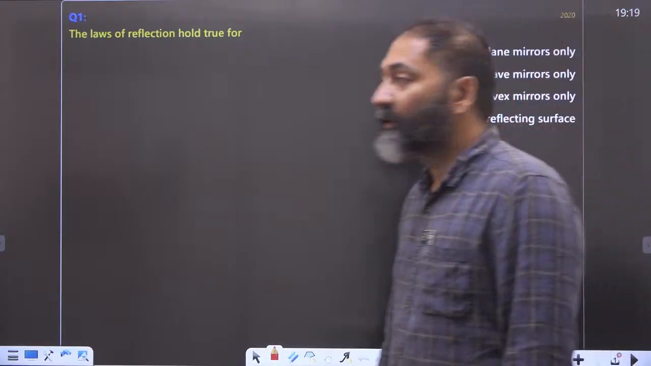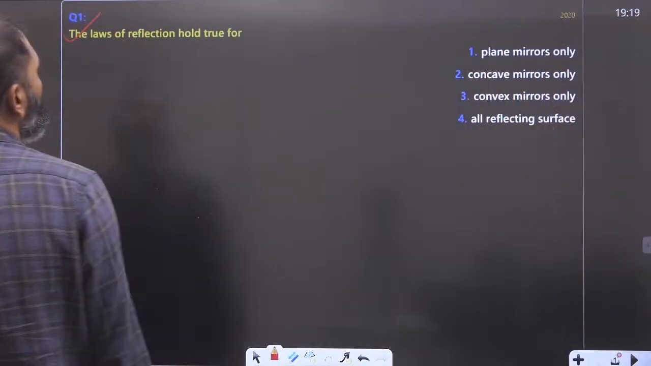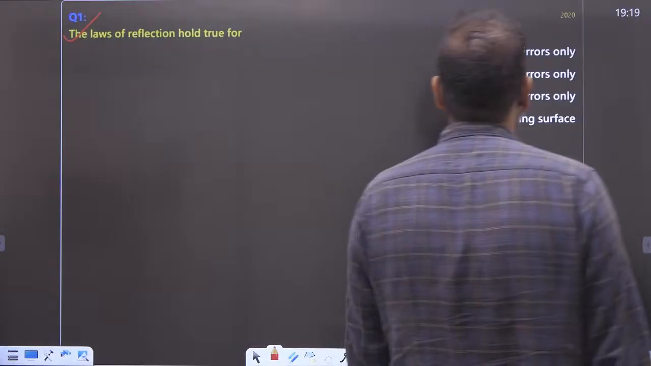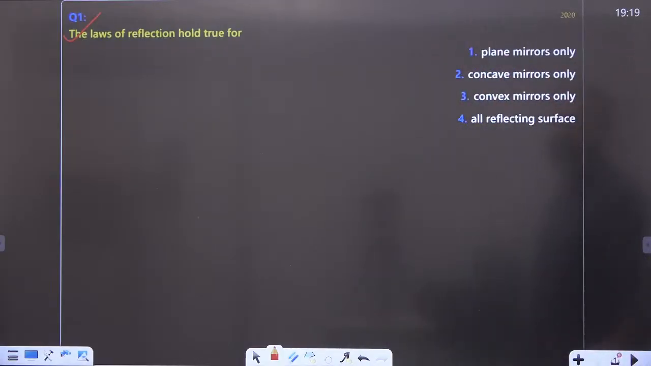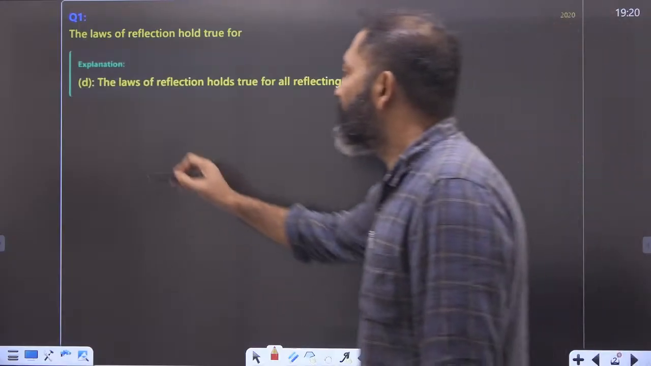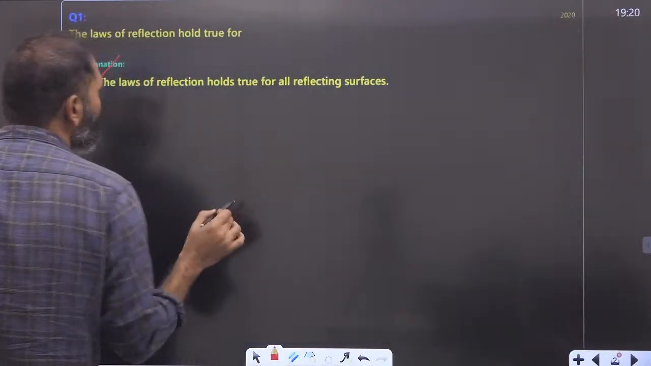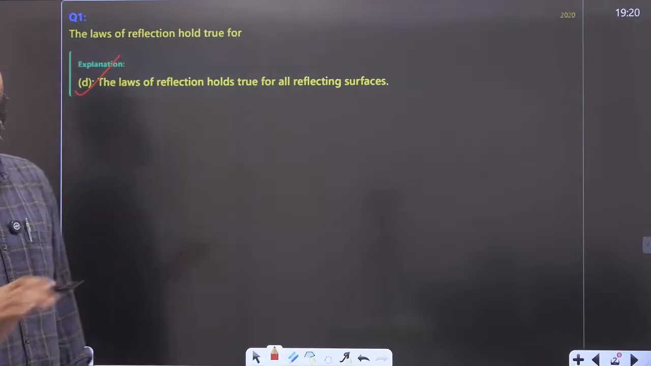Okay. First one, the law of reflection holds true for. What are the options? Plane mirror, concave mirror only, convex mirror only, all reflecting surface. What is the correct answer? The laws of reflection hold true for all reflecting surfaces.